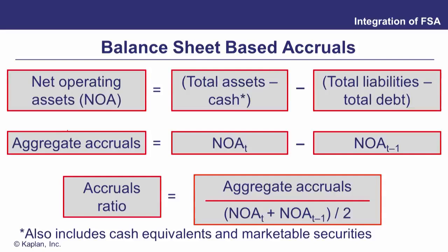Now, what we need to compute is net operating assets. Our net operating assets are the company's total assets minus cash. Notice our cash isn't strictly just cash, it's also cash equivalents and marketable securities. Remember, cash equivalents tend to be money market instruments with less than 90 days to maturity. Marketable securities are really going to be our portfolios of trading securities here. So total assets less cash and marketable securities minus total liabilities excluding any debt instruments.